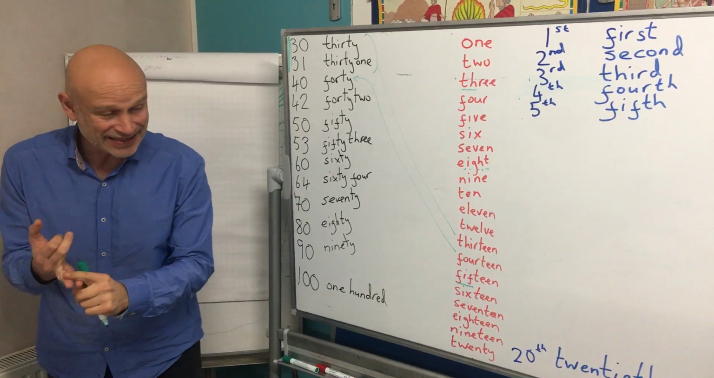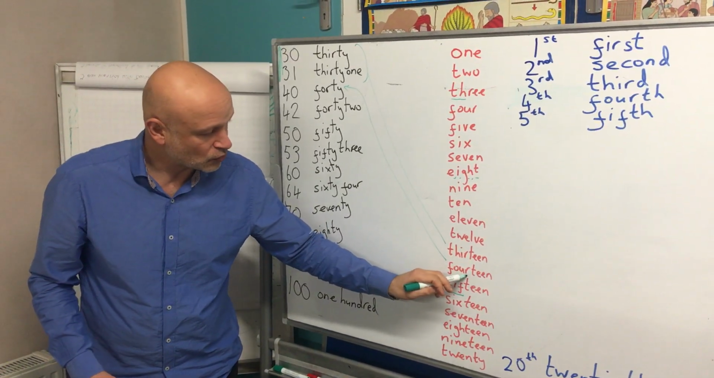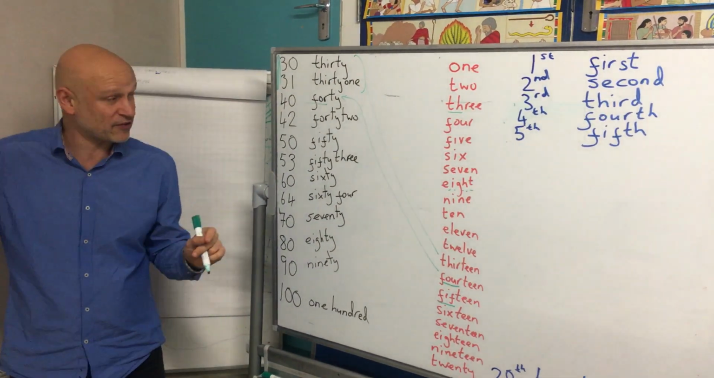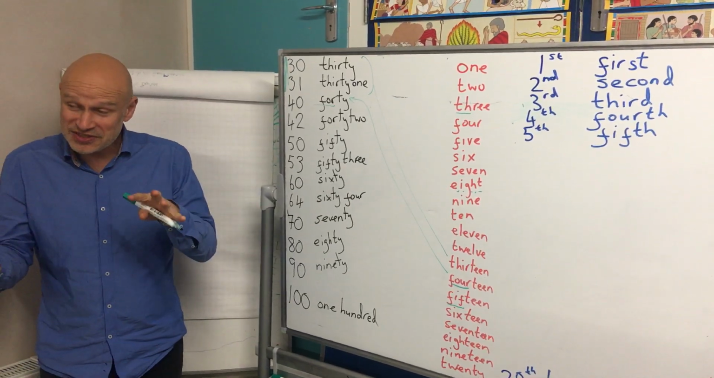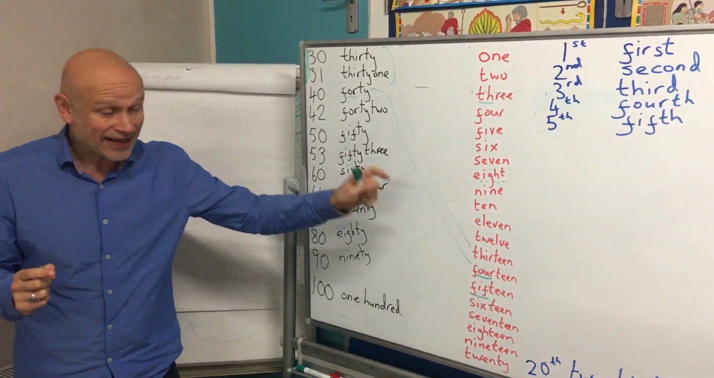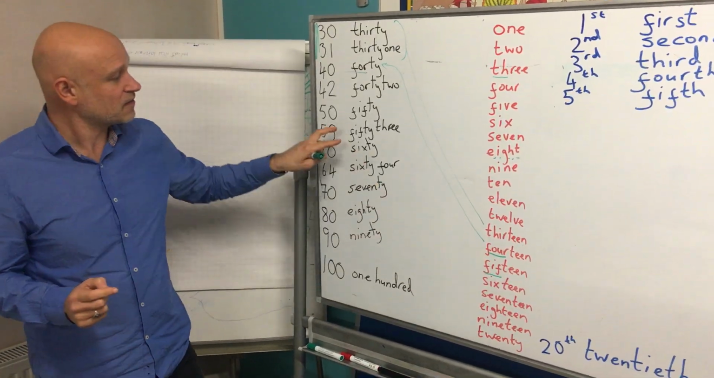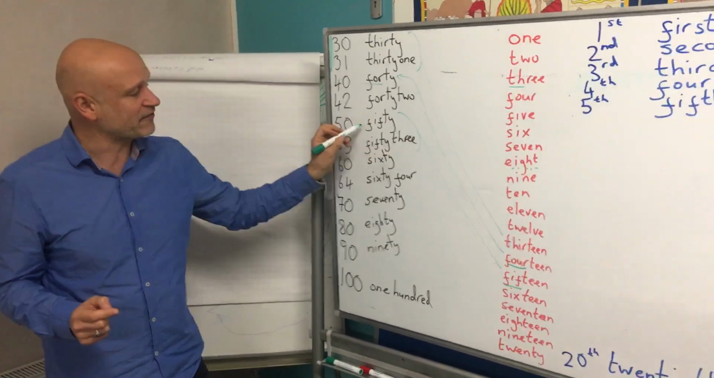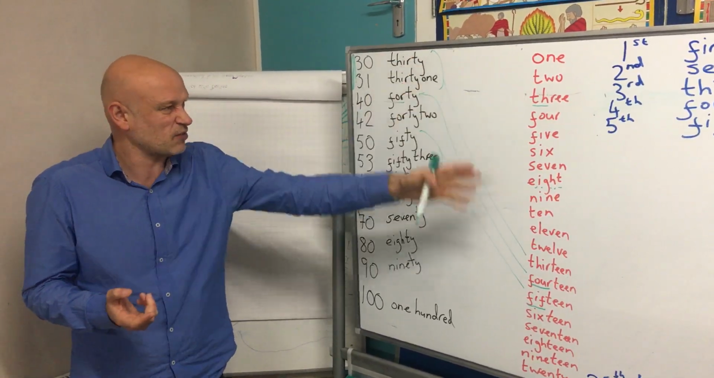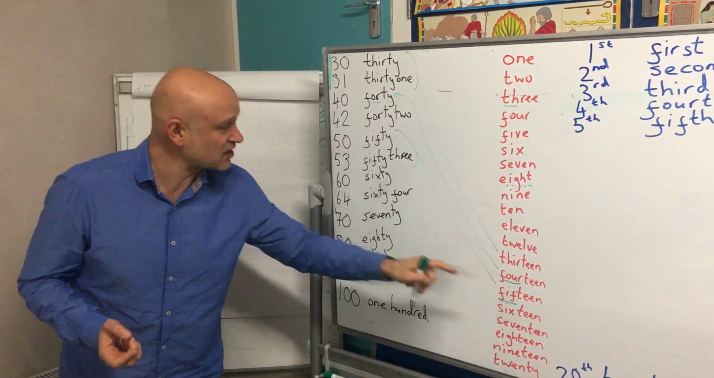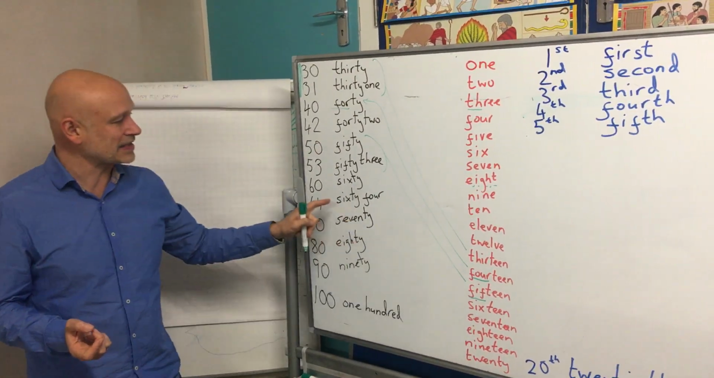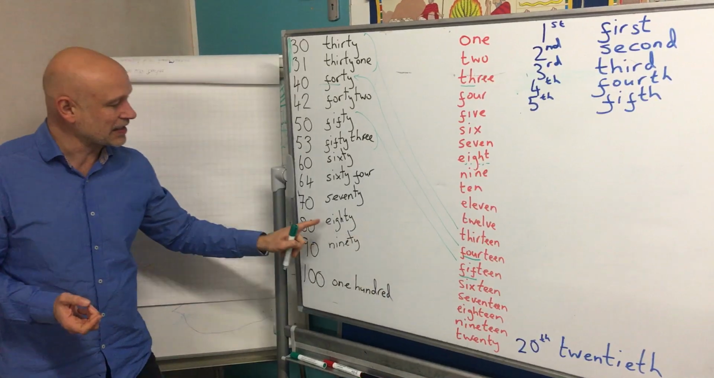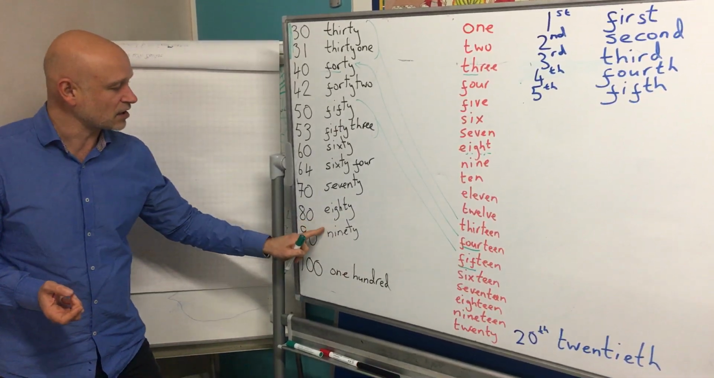4 and 14 are spelled with F-O-U-R, whereas 40 is just F-O-R, so be careful of that one. But then all the others, these numbers can help you. 15, 50, look at how the spelling is similar here. F-I-F-T-Y, and then of course just one of these other numbers. 15, 50, 16, 60, 17, 70, 18, 80, 19, 90.